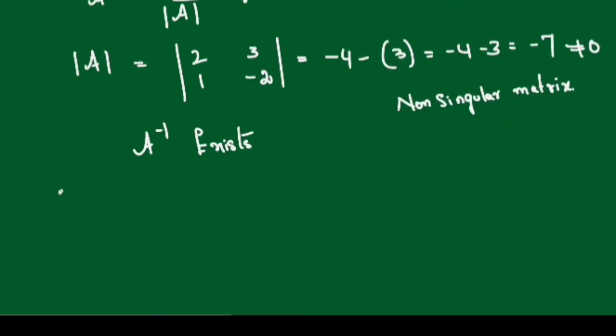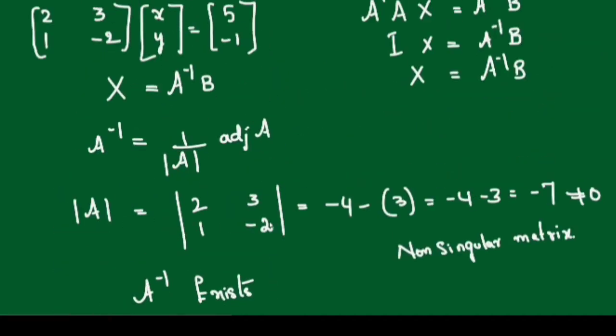Now we have to find the adjoint of A. How do you find the adjoint matrix of a 2 by 2 matrix? Interchange the elements of the main diagonal. You remember that? So you write here minus 2 and here 2. Then change the sign of these two, so it will become minus 3 and minus 1. So this is the adjoint of A. We have found the adjoint of A, and we have found the determinant of A.